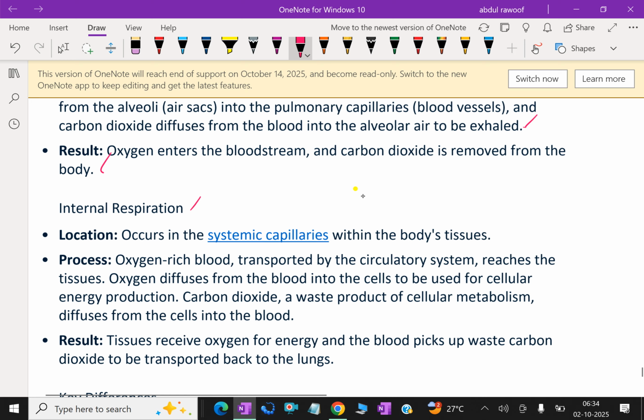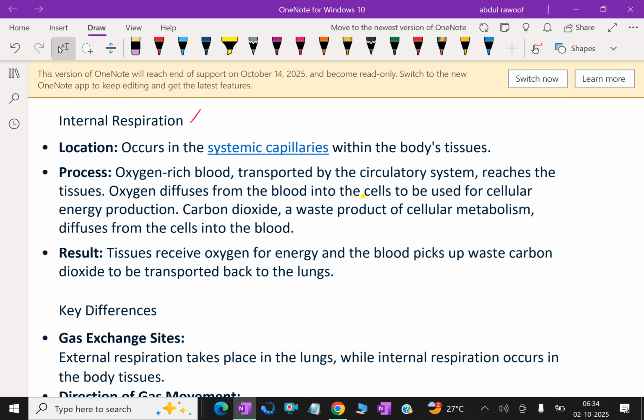What is internal respiration? Location: it occurs in the systemic capillaries within the body's tissues. Process: oxygen-rich blood transported by the circulatory system reaches the cells for energy production. Carbon dioxide, a waste product of cellular metabolism, diffuses from the cell into the blood. Result: tissues receive oxygen for energy and blood picks up waste carbon dioxide to be transported back to the lungs.